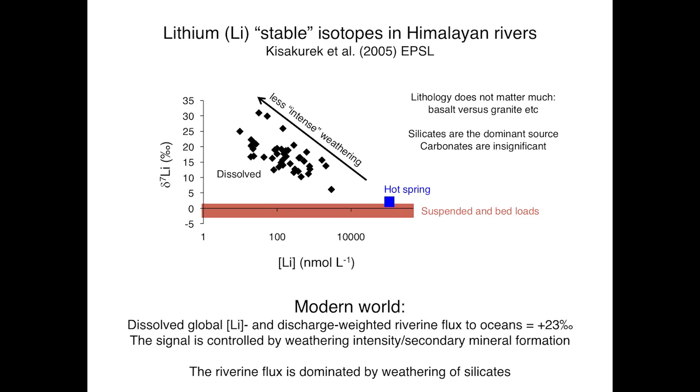So in the modern world, even though the continental crust is about +3 in terms of its lithium isotope composition, the globally average discharge-weighted, lithium concentration-weighted flux to the oceans from rivers is +23. It's a long way heavier because of this non-complete weathering on the continents.